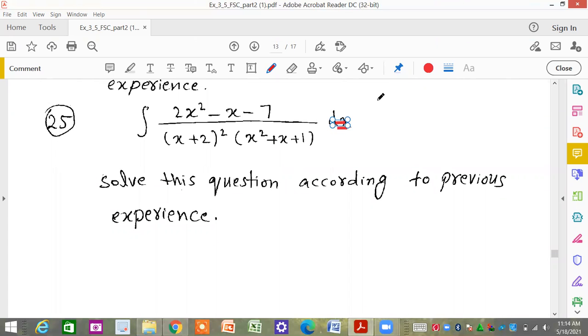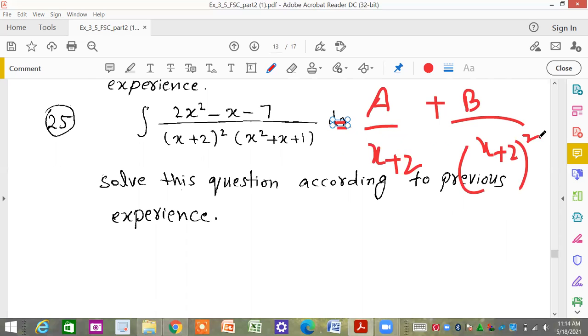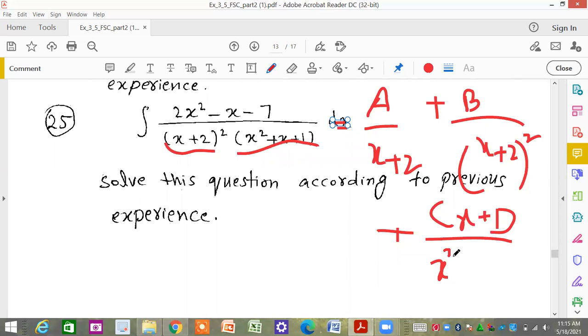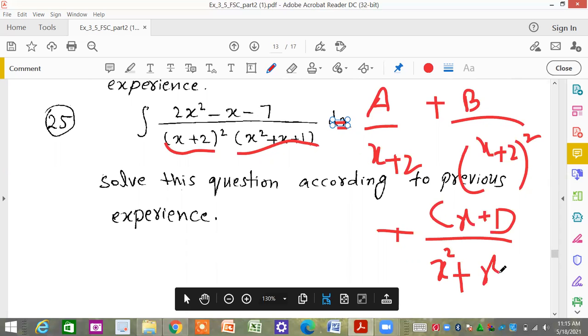This will be equal to a over x plus 2, plus b over x plus 2 whole square, plus cx plus d over x square plus x plus 1, because this is a quadratic factor and this is a repeated linear factor.